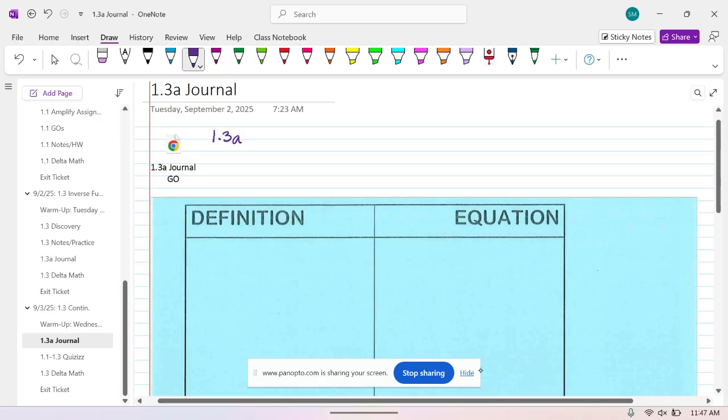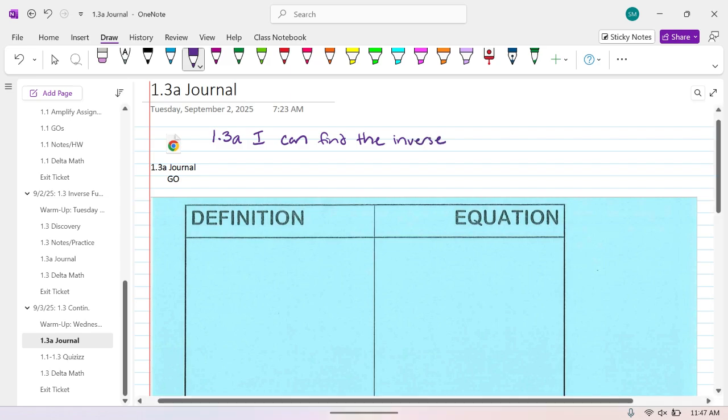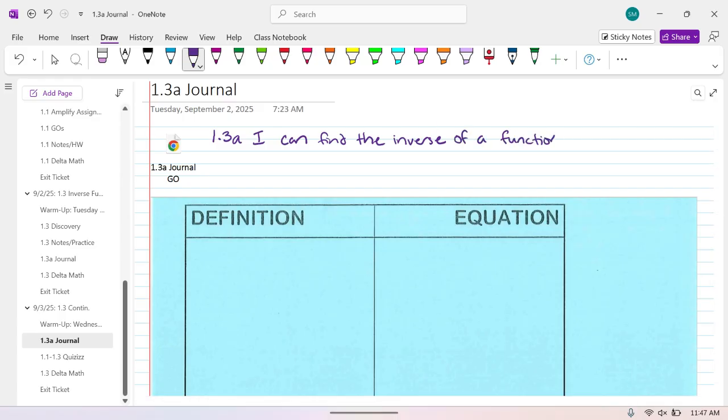So 1.3a, it's I can find the inverse of a function using tables, graphs, and equations for linear and quadratic functions.